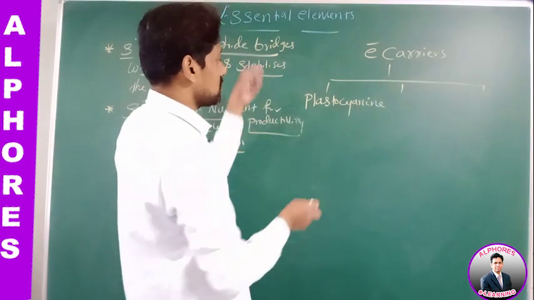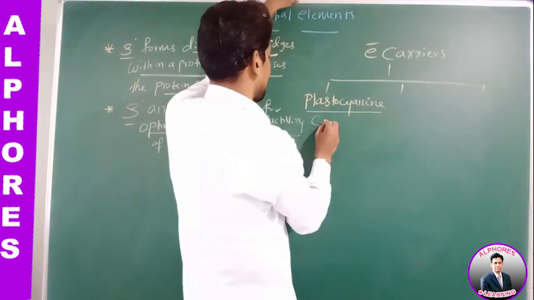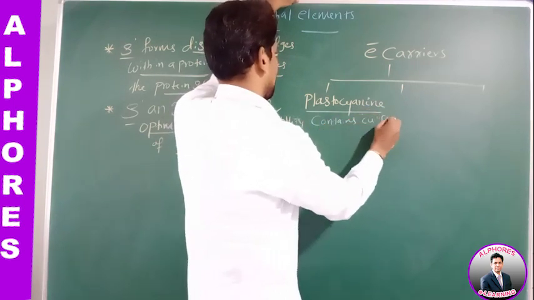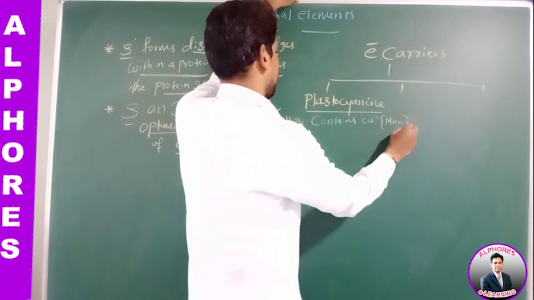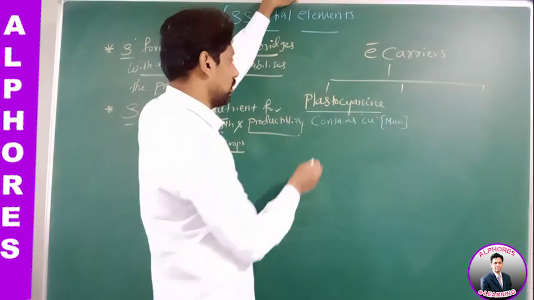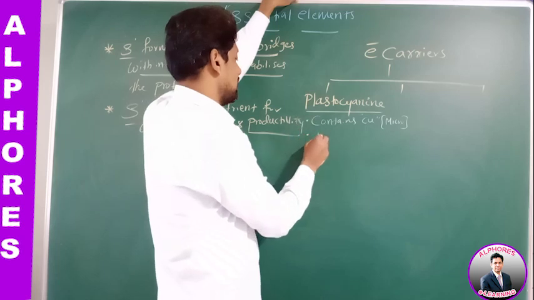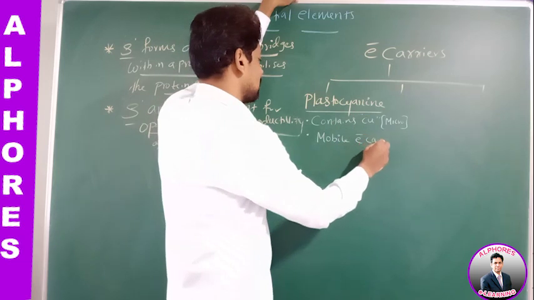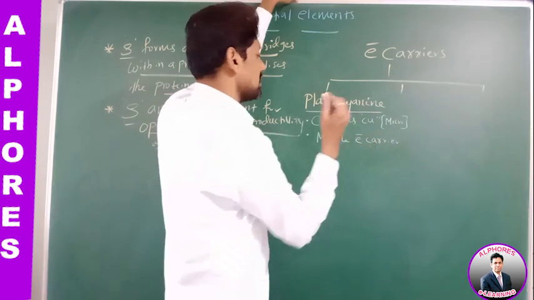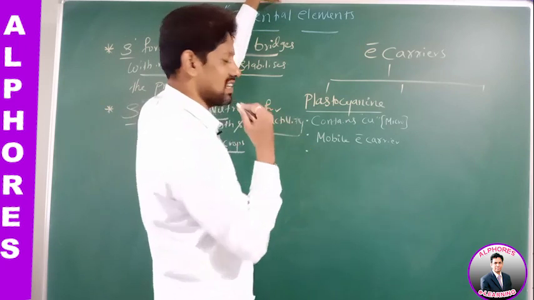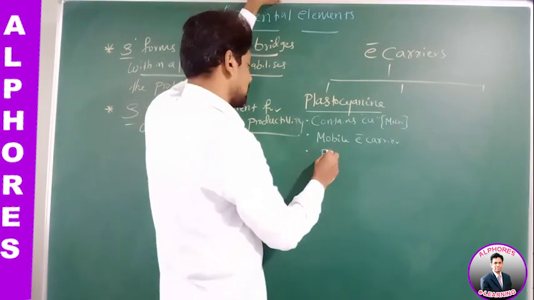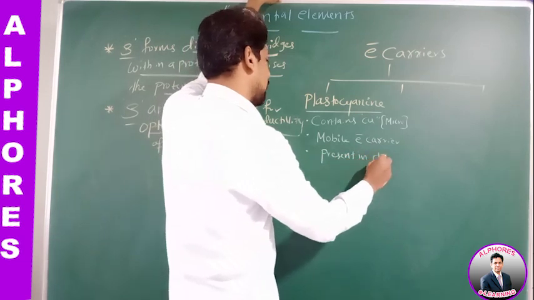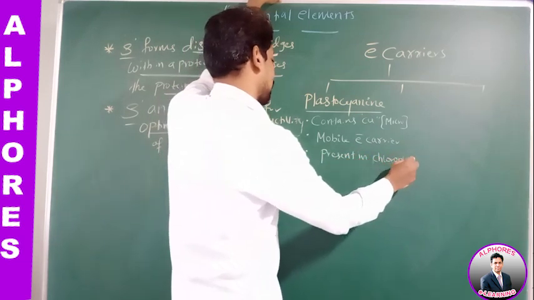This plastocyanin contains copper. Contains what? Copper. Copper is a micro element. This plastocyanin is a mobile electron carrier. Where is this plastocyanin present? Plastocyanin is present in chloroplast.